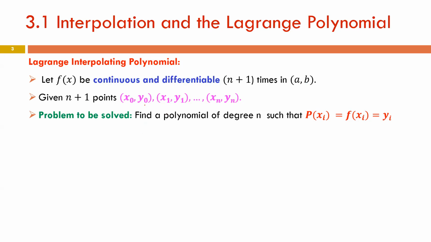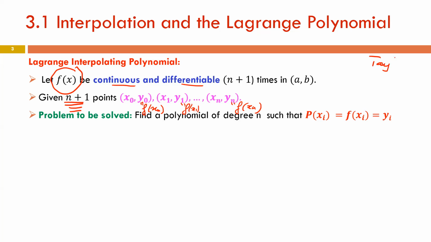For the Lagrange interpolation polynomial, we need the function f, which is continuous and differentiable n+1 times in an interval [a, b]. The difference compared to Taylor is that in Taylor we are given only one point x0. Here we are given n+1 points x0 to xn with their images, the outputs f of x0, f of x1, f of xn. So we know the value of the function at n+1 different points.